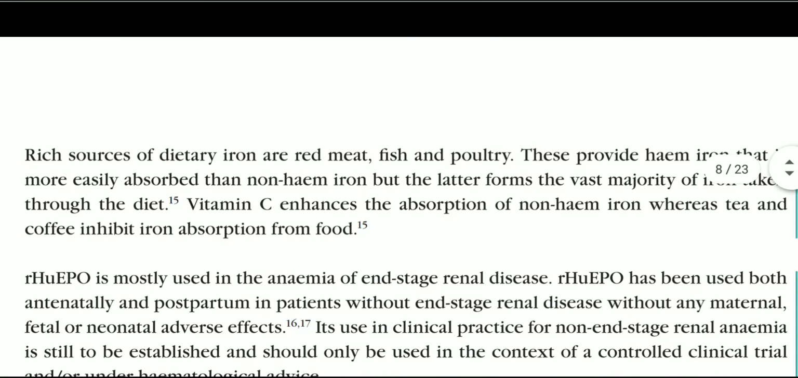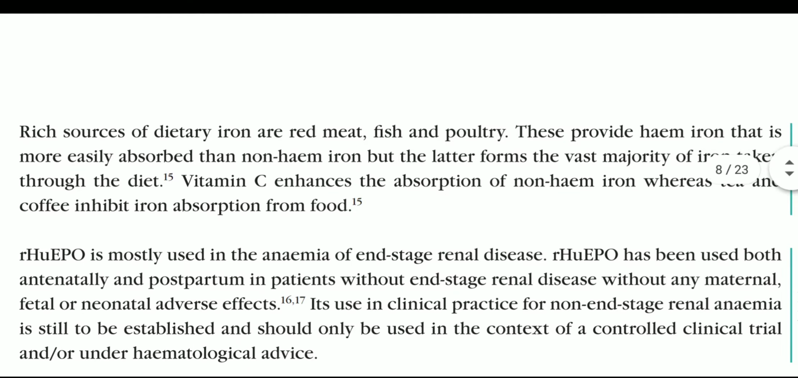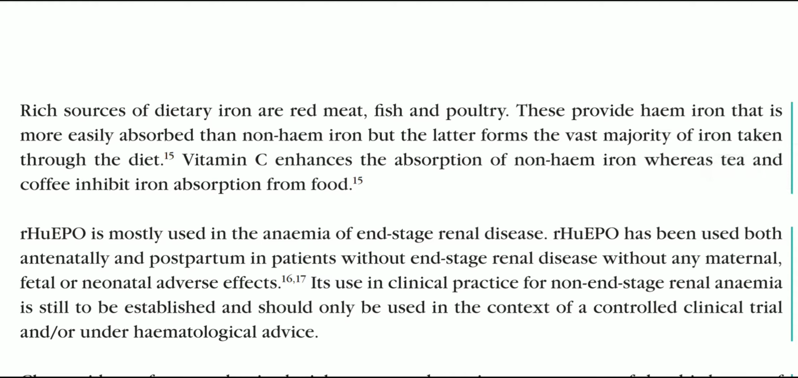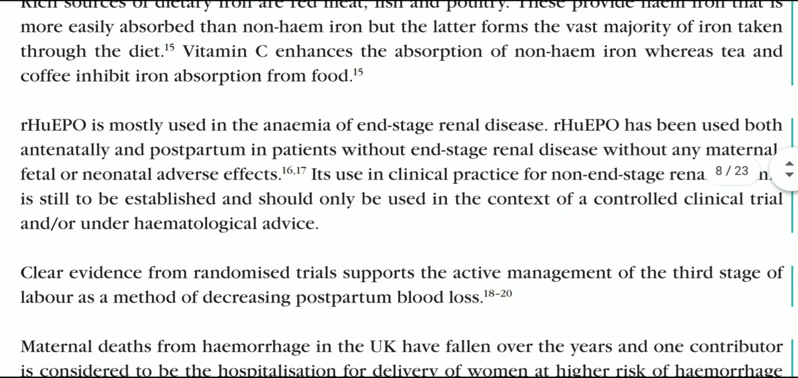Recombinant human erythropoietin is most widely used in anemia of end-stage renal disease. It has been used both antenatally and postpartum in patients without end-stage renal disease, without any maternal, fetal, or neonatal adverse effects. Its use in clinical practice for non-end-stage renal anemia is still to be established and should only be used in the context of a controlled clinical trial and/or under hematologist advice. So it should not be used in each and every case.